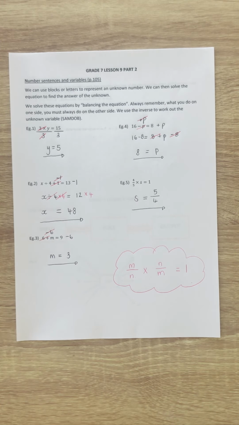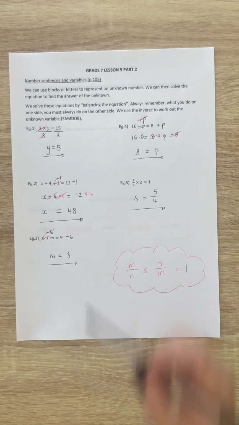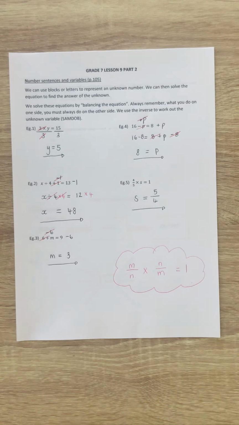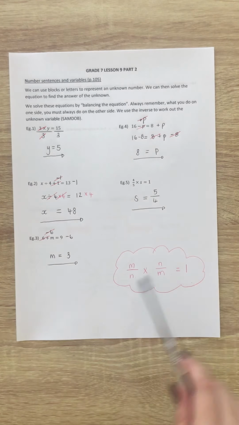Now you'll see in the activities you need to complete, in the one exercise, instead of using a letter variable, they use a block. You're going to do exactly the same thing. Grade 4, 5, and 6, you use the block to find the unknown number. Use exactly the same method. And in the other exercise, the questions look like this. So just remember to do the inverse of what is needed and make sure you get the variable on its own. And we do that by using SAMDOB.